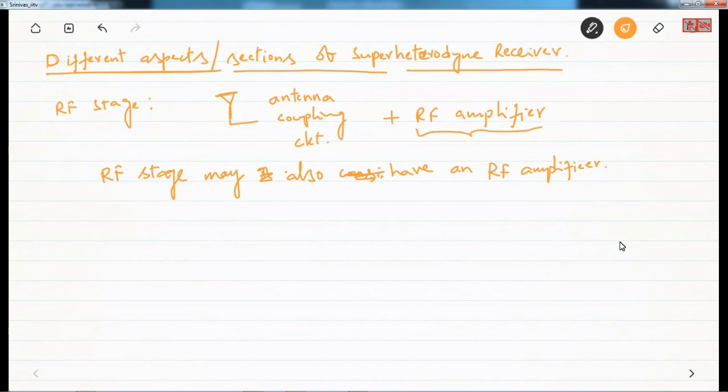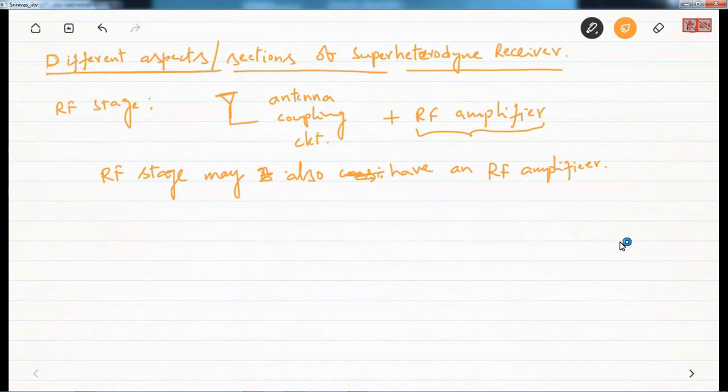In very good receivers, like high sensitivity and high selectivity receivers or costly receivers, you will definitely have this RF amplifier. In some simple low-cost receivers, mainly those used in urban scenarios, it need not be there. So what is the necessity of the RF amplifier? The RF amplifier provides further gain to the incoming signal, so your quality of reception increases, and it also increases the selectivity of the receiver.